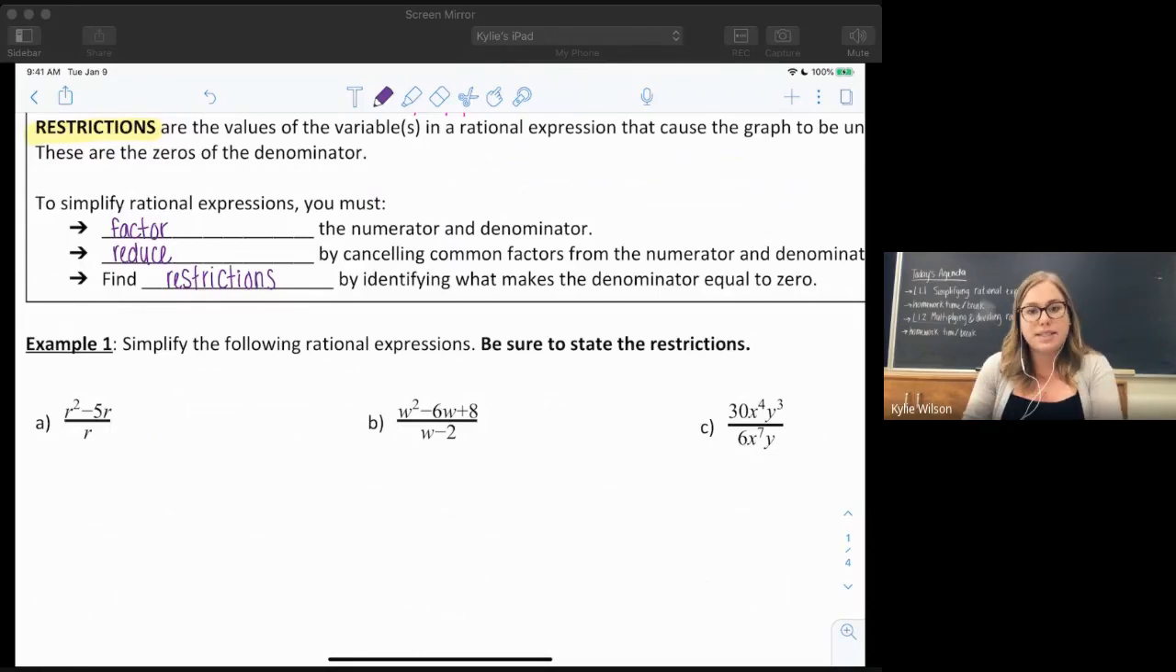So from now on, please always state restrictions, even if it doesn't ask you. Even if the question just says simplify, if you don't include your restrictions, you will lose a mark. So please be mindful of that. Once we start doing this, the restrictions become very, very important.